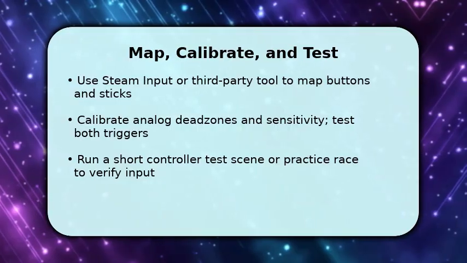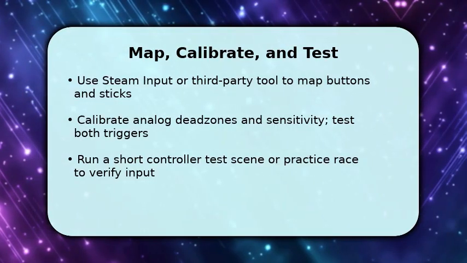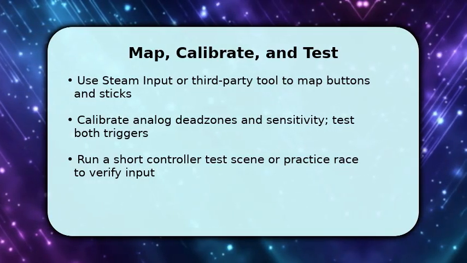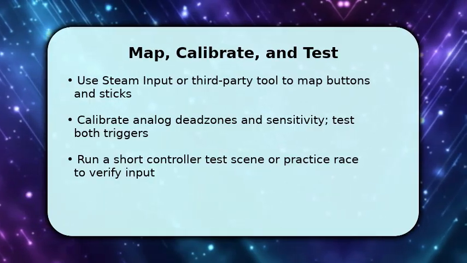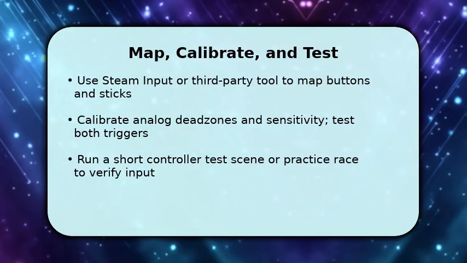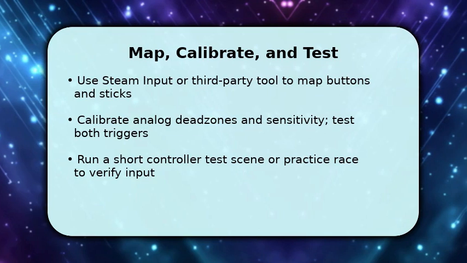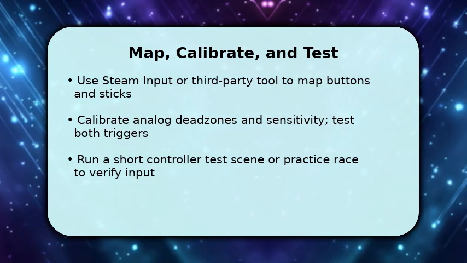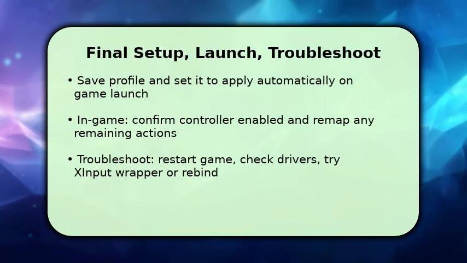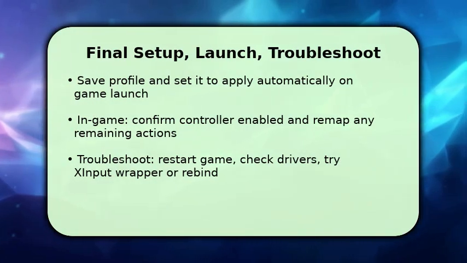Next, adjust dead zones and sensitivity. Small dead zones reduce drift, higher sensitivity tightens response. Then save the profile. Once configured, launch a practice session or controller test utility to confirm button mapping, analog response, and trigger thresholds. If steering or acceleration feels off, tweak values and retest, and with mapping locked in, save the profile and set it to auto-apply when Blur launches.